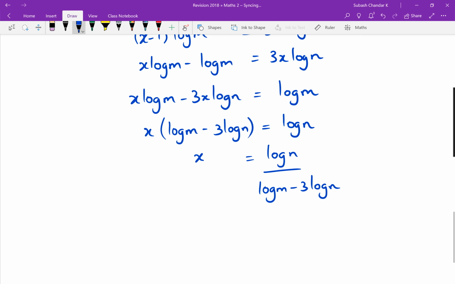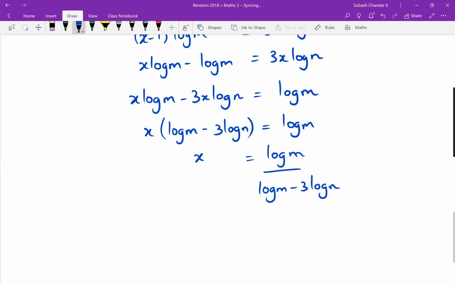And then I can say x is equal to log n divided by log m minus 3 log n. Have I made a mistake? Where? Ah, damn it. Thanks for telling me. Oh, here, this one. Yep. Sorry. Thank you. Is that all right?